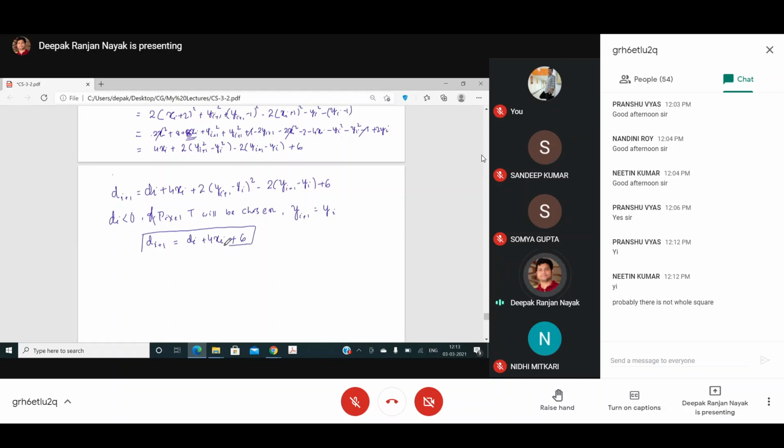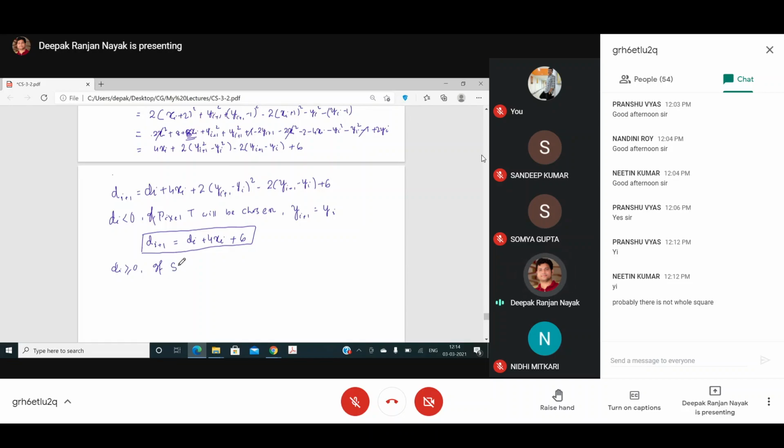if you choose, if your di value is less than 0. So all the time you have to check that di value, and according to the sign, whether it is less than 0 or greater than equal to 0, then you have to change the next di value with the use of this formula.